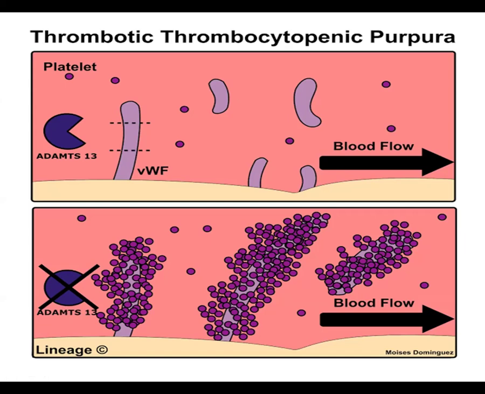Now deficiency of this enzyme, ADAMTS13, will lead to the adhesion of platelets to the larger molecules of von Willebrand factor. More and more platelets get attached to the von Willebrand factor, and that leads to turbulence in the blood. In the absence of this enzyme, these multimers remain. The normal function of ADAMTS13 is to cleave the larger molecules of von Willebrand factor. If it is not present, they remain there, the platelets get attached to them, and this leads to turbulence in the blood.